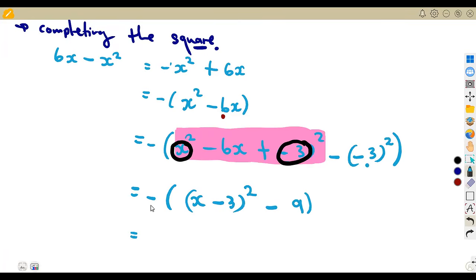Yes, we can expand the bracket by the minus. Minus times the bracket is going to be minus into the bracket of x minus 3 squared. Minus times minus 9 is going to be a positive 9. So you can leave it like this, or we can start with a positive.